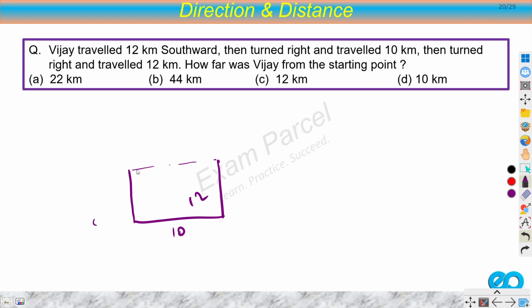So he is now in the same line as he started. How far was Vijay from the starting point? He is only 10 kilometers away, right? This distance. This is 10 kilometers. So option D.